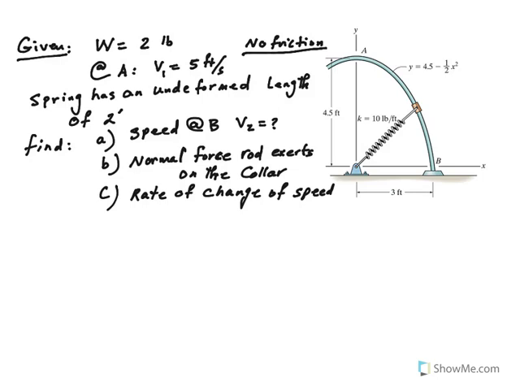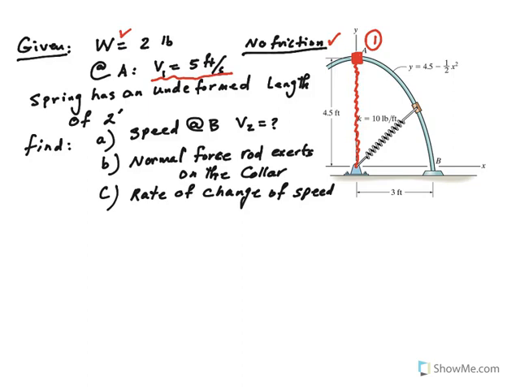Okay, so let me tell you what's going on here. We are given that, first of all, this collar weighs 2 pounds. At position A, the collar is here and the spring would be like this. I'm going to call this position 1. The velocity at this instant is given to be 5 feet per second. We are going to neglect friction, and by the way, this is in a vertical plane, so gravity is going to be considered here.